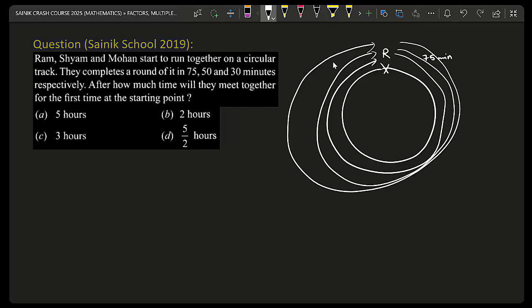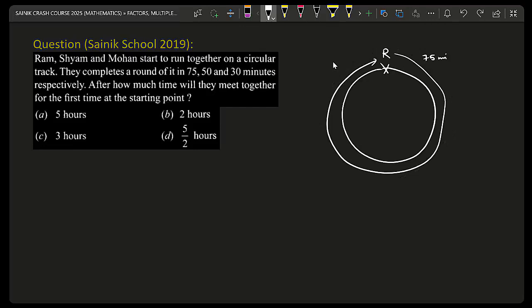Next time Ram reaches the same point, in how much time? 75 plus 150, so that is 225, right? Yes. So 75, 150, 225, what are they? They are multiples of 75, right?